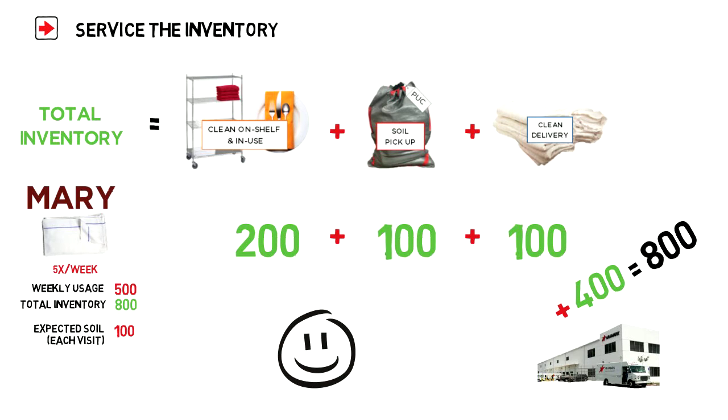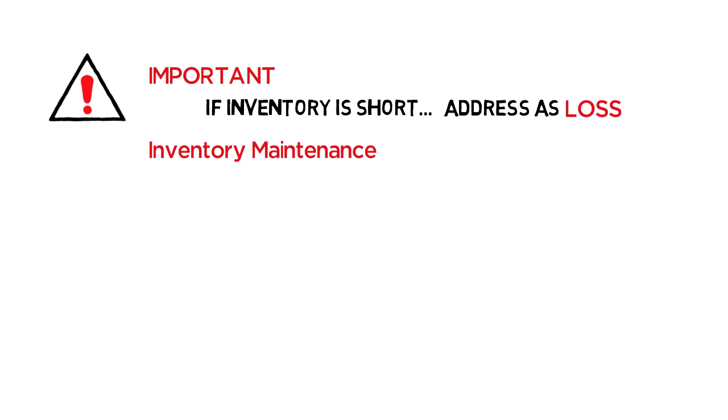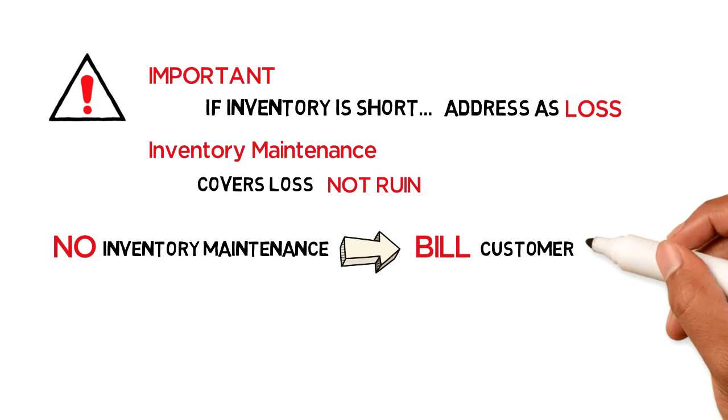Now, it would be nice if all the customers were this perfect, but what if they aren't? Many times you will find the inventory is short. This needs to be addressed as loss. If the customer has inventory maintenance, that covers normal loss, but not ruin. If they don't have inventory maintenance, you must bill loss manually. So that's it. Remember these STI basics.